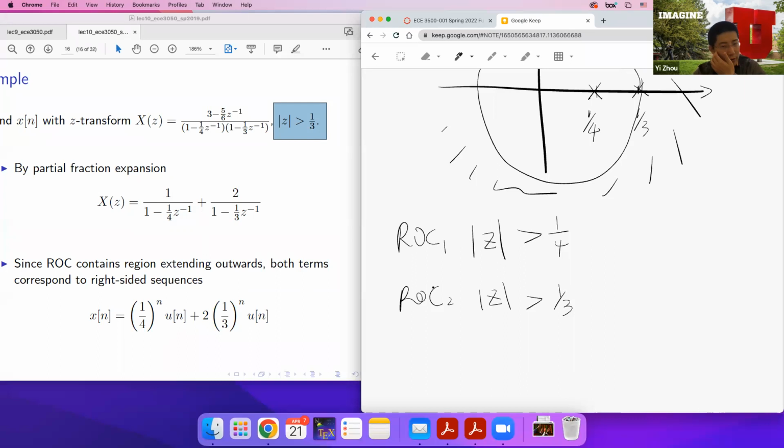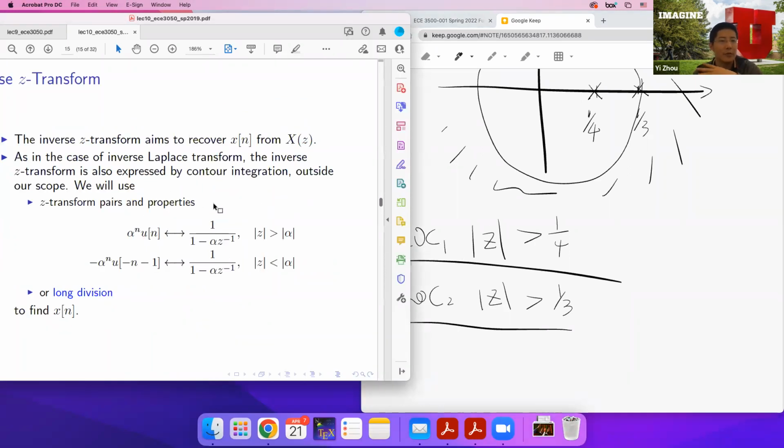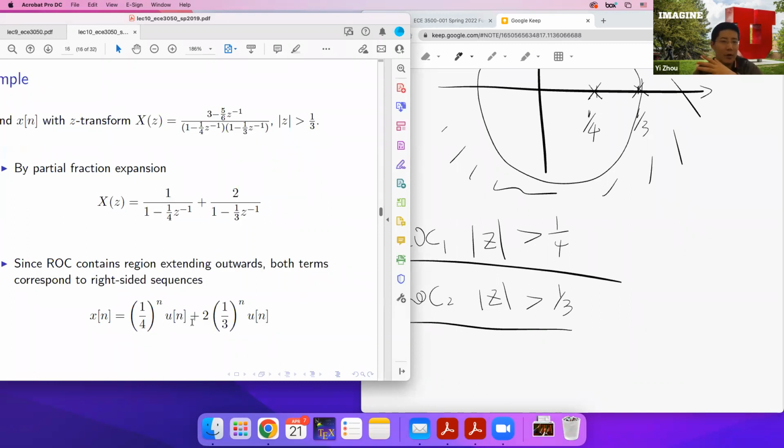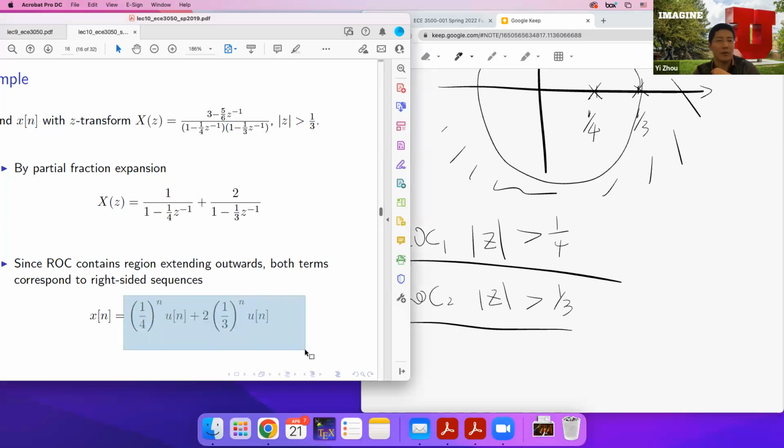Now once you have identified the corresponding ROCs of these two Z transforms, you can go back to this table and figure out the inverse. Using that table, you can easily find the inverse, which takes this form. In this case, both ROCs are outward of a circle, so that means their inverses correspond to right-sided signals. And indeed, you find these two right-sided signals.